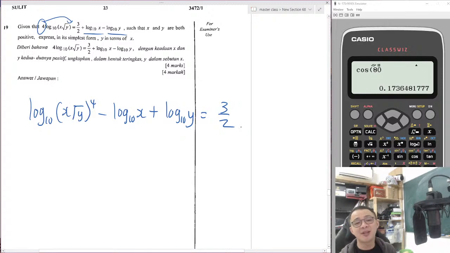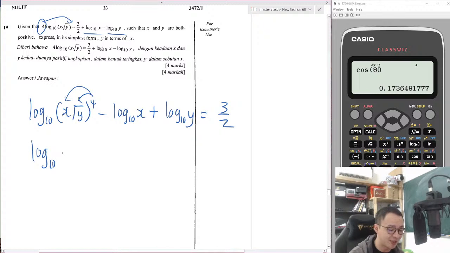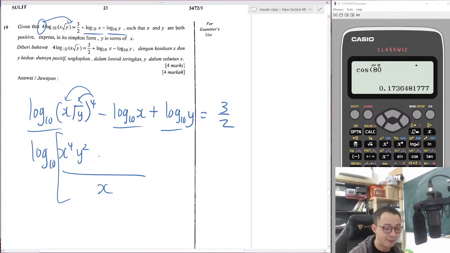Alright, so the first step is, first I move the 4 to the top, and then I group whatever has log on one side, and then 3 over 2 is the only number without the log, so I put it at the other side. Then this one, x power of 4, square root power of 4, you get y squared. And then minus means divide, after I factorize out the log 10 here. And then plus means multiply. Okay, you get 3 over 2.